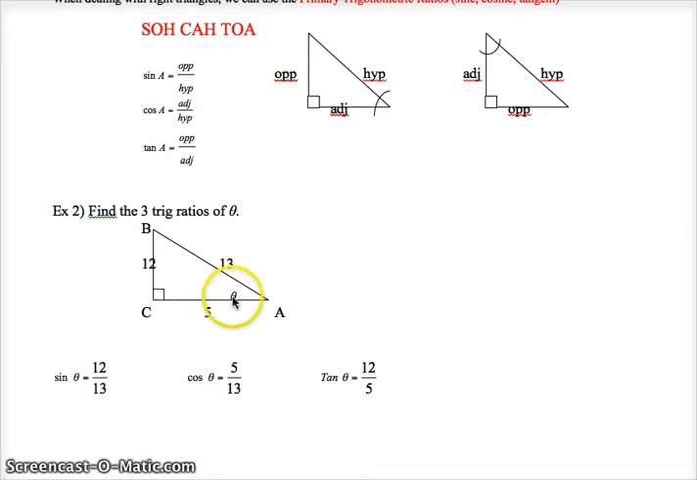Okay, so from our theta, we can see that 12 is our opposite, 5 is our adjacent, and 13 is our hypotenuse. So our three primary trig ratios are that the sine of theta is 12 over 13, our cosine of theta is 5 over 13, and our tangent of theta is 12 over 5. We reduce it to lowest terms, but because there's no decimals, we can leave it in fraction form.